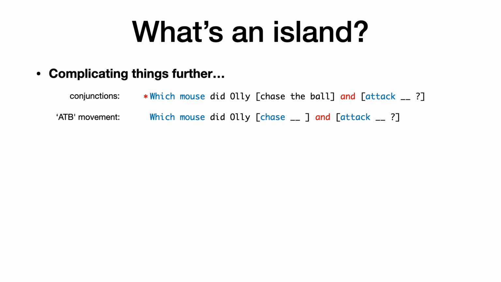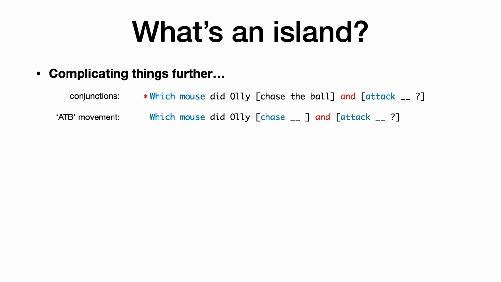So which mouse did Ollie chase and attack sounds okay. So we understand this sentence as being a question about one mouse that Ollie chased and attacked, right? So there's one mouse that we're talking about and Ollie did two actions to it, and we're querying which mouse had both of those actions done to it. So it's called ATB. This stands for across the board movement. That's an analysis that I think is probably deprecated or maybe not really popular. It doesn't matter for our purposes.